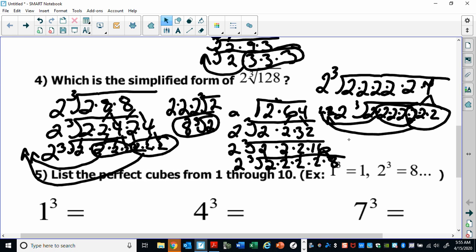So now we are back to the same spot. 2 times 2 times 2 times the cube root of 2. And this is going to equal 8 times the cube root of 2.